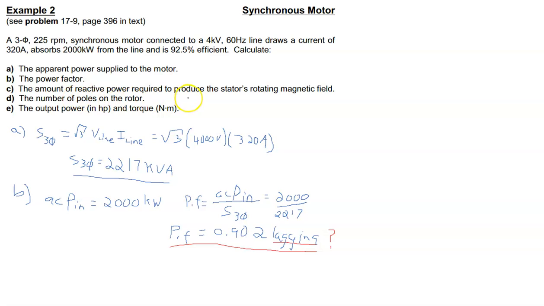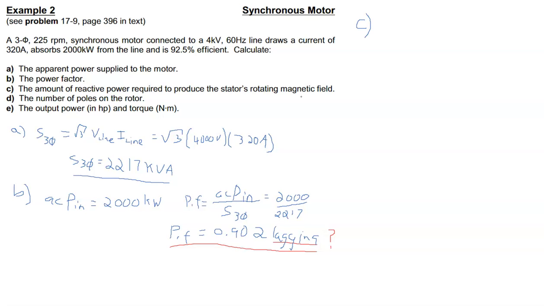Now, part C, the amount of reactive power required to produce the stator's magnetic field. Okay, so there's another hint that it is probably lagging. And remember that some of the stator's magnetic field, or the flux produced in the machine, is produced by the rotor. And so when it's phrased like that, the amount of reactive power required to produce the stator's rotating magnetic field, that's right now at that 0.9 lagging power factor.